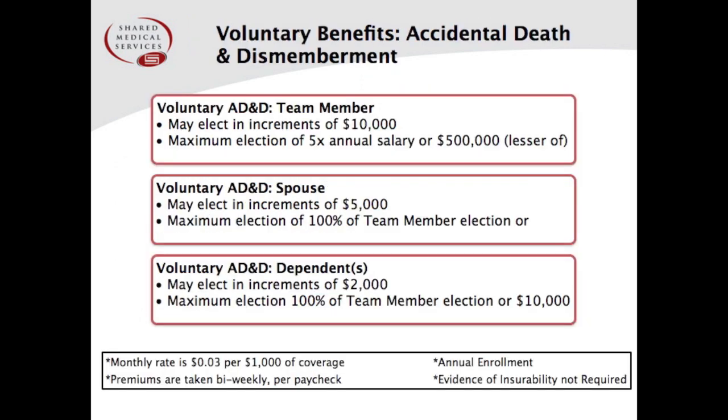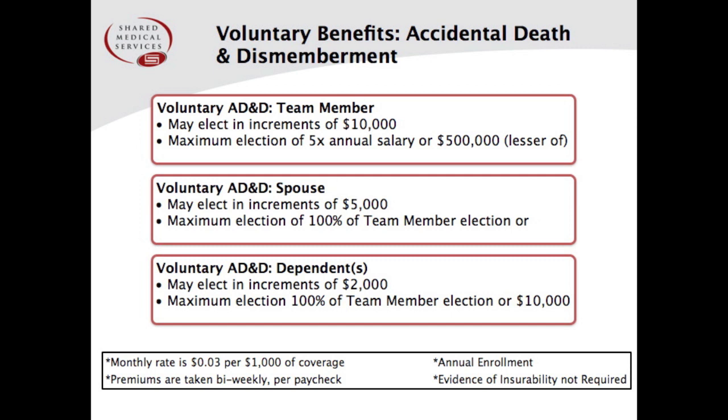Team members also have the opportunity to purchase additional life and accidental death and dismemberment, or AD&D insurance. Premiums for these additional insurances are deducted bi-weekly through payroll. Team members can elect increments of $10,000 to a maximum of the lesser of 5 times your annual salary, or $500,000. Spouses may elect increments of $5,000 to a maximum of the lesser of team members' total election, or $500,000.